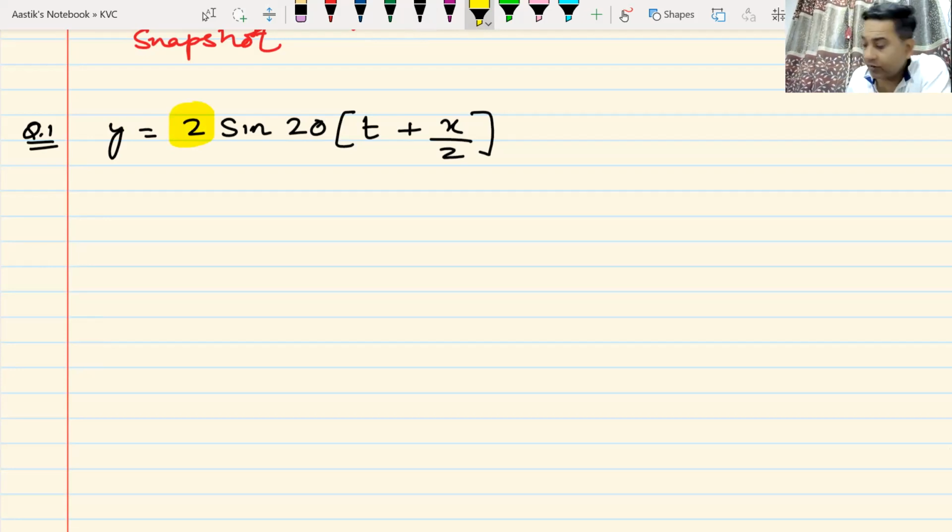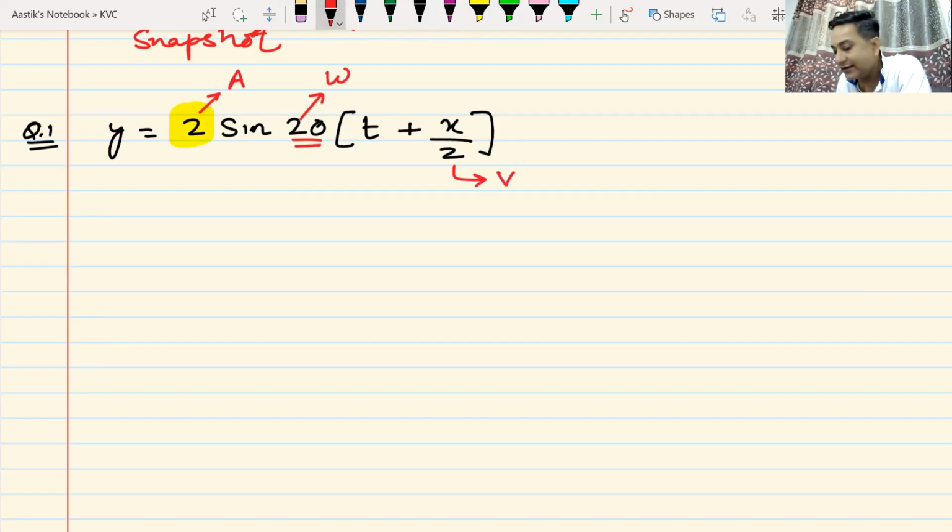Okay. What about the angular frequency of this wave? To get the angular frequency of this wave, we will compare it with the original equation, and omega will become the angular frequency. Do we understand this? A is the amplitude, as you can see. Omega is the angular frequency, and 2 becomes your speed. Yes or no?